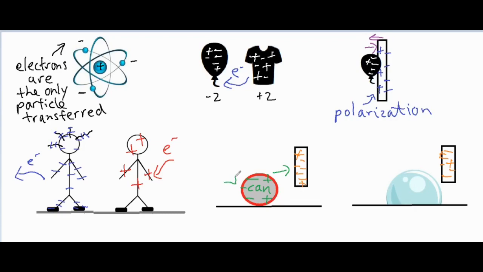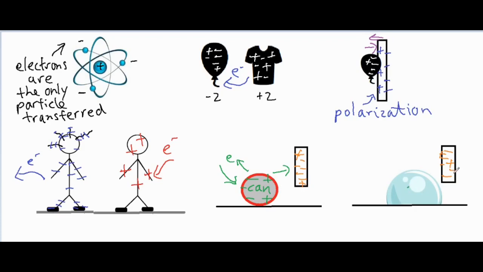And if you wanted to, in addition, if you touch this end, because the left side of the can is predominantly negatively charged, you could get a little shock from there and pull some of the electrons out of the can and make it even more positive looking to the rod.